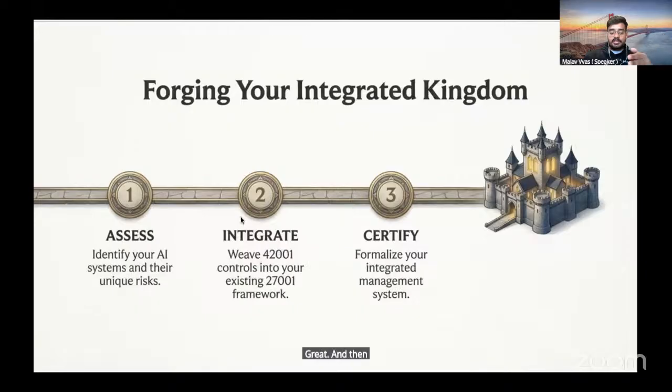And then you start integrating 42001 controls into your existing framework. Once you identify the risk, you start integrating controls. You implement a documented way to test, implement a kill switch, and a framework to constantly monitor and test for those things. And you just formalize. Then we certify and formalize the integrated management system.